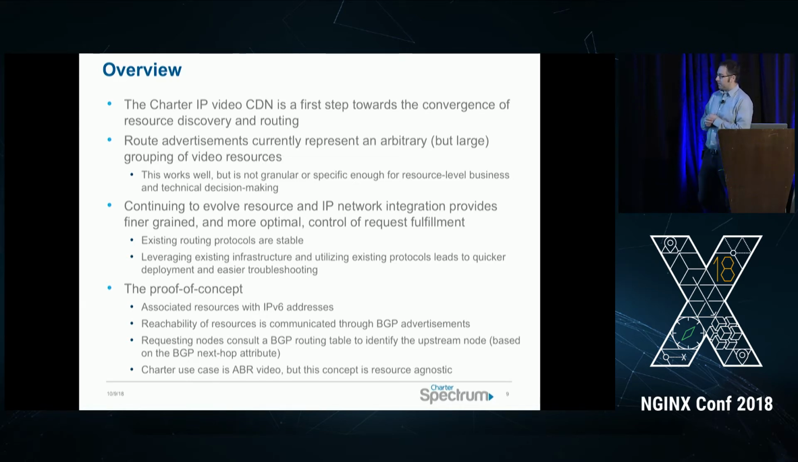The proof of concept goals that we came up with at the beginning is we want to associate a resource with a v6 address. We want BGP to convey that reachability. We want the CDN to actually consult that BGP routing table to figure out who's telling it that they have that content. And then use that as the upstream to do your backfilling. So if you get a request in, rather than having a static configuration file that says, go to this upstream, I want you to look in this routing table to figure out who your upstream is. And that gives us all the dynamics that we're looking for.